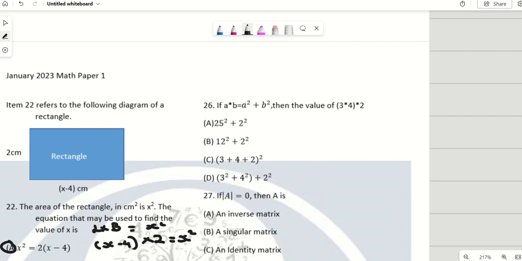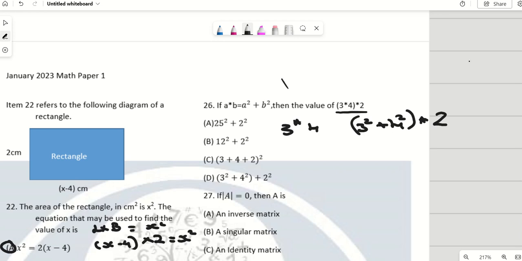This one, they say A asterisk B means a squared plus b squared, right? So the first value is a and the second value is b. Now, if they give you something like this, guys, we always do the brackets first. So 3 asterisk 4 means 3 squared plus 4 squared. And then this is your bracket, asterisk 2.